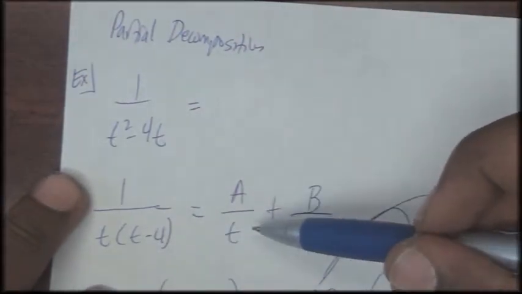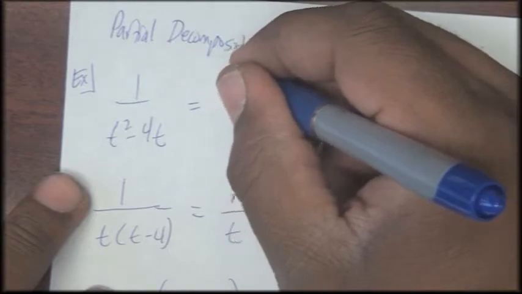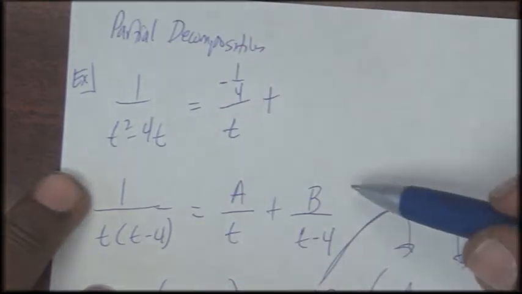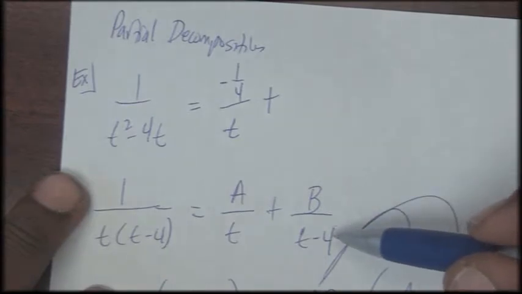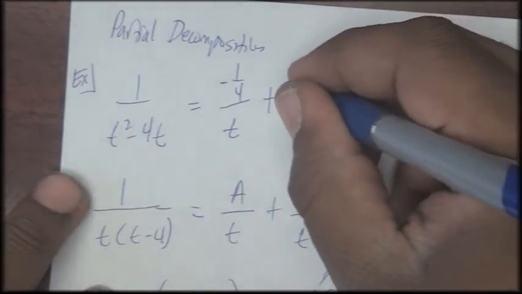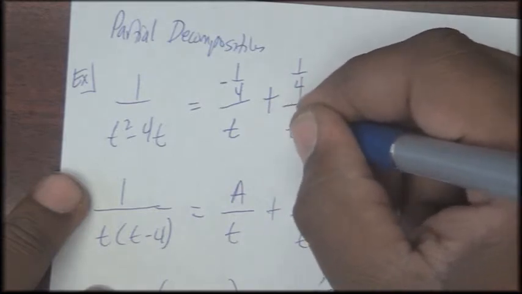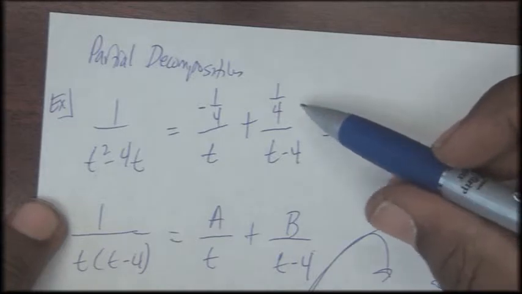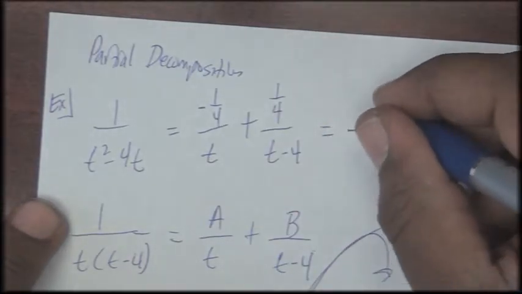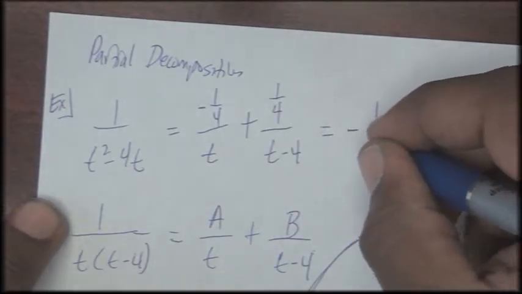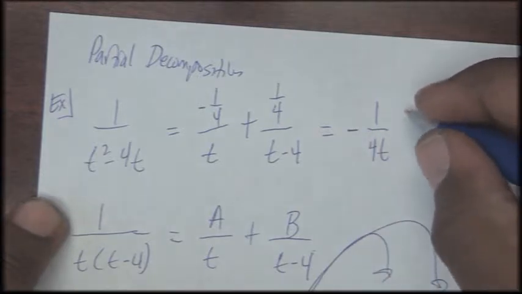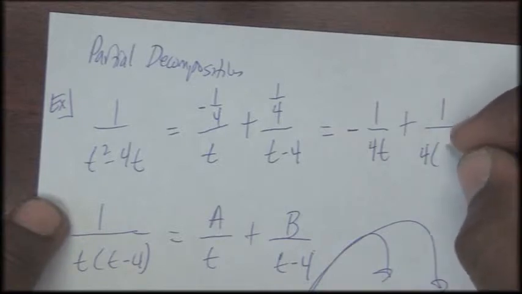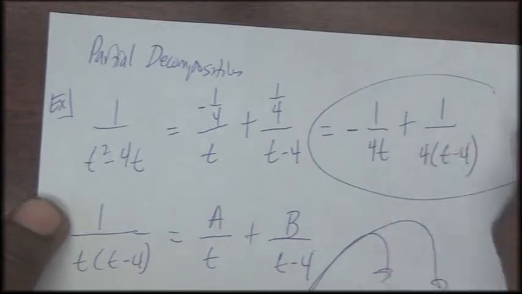So we have a over t, and recall that a is negative 1/4, divided by t, plus b over t minus 4, and recall that b was 1/4, divided by t minus 4. And once we clean this up a little bit, we see that we have negative 1 over 4t plus 1 over 4 times the quantity t minus 4.